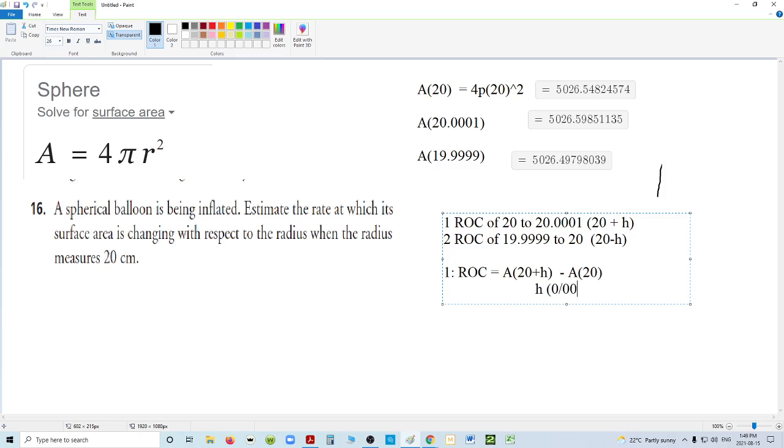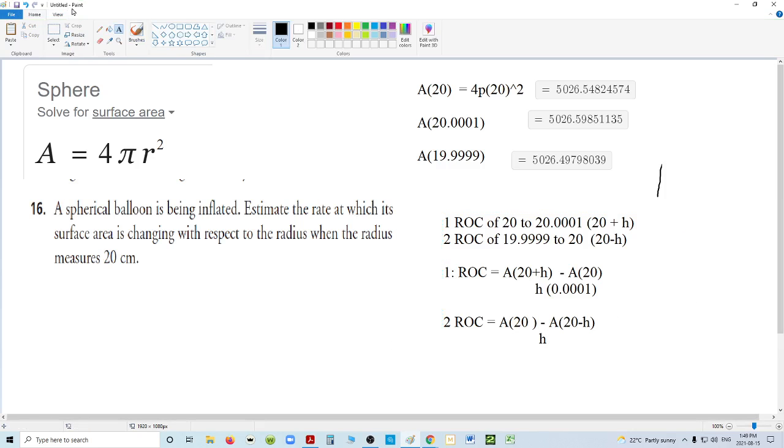My h is 0.0001, 3 zeros. My second one, my rate of change, is going to be area of 20 minus my area of 20 minus h, and that's because the area of 20 is after area 20 minus h on the graph, divided by h. Don't mix that up. It's really important. So this is the case when the point is after the point of interest, and this is the case when the point is before the point of interest. And it's in your book. I might have glossed over it though.